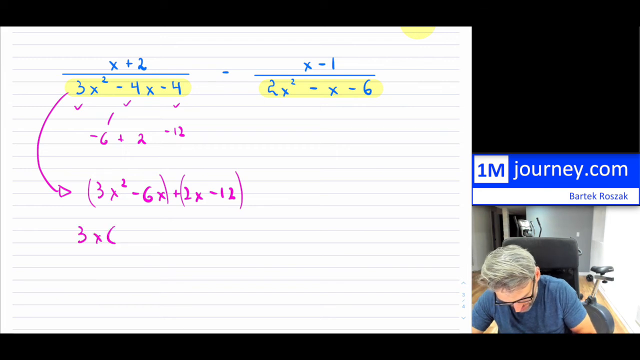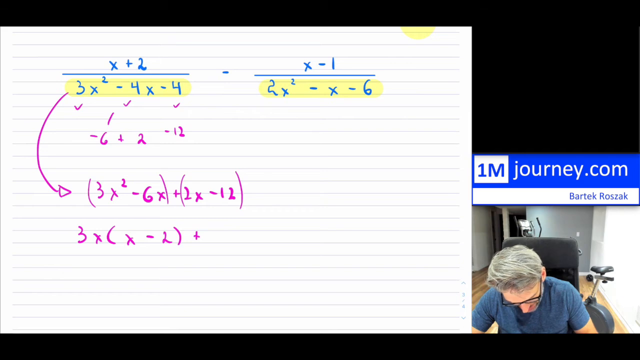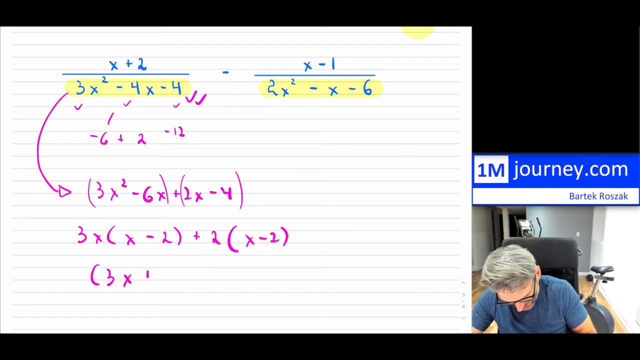So 3x is going to give me x minus 2. And this is going to give me, I guess, right here, 2x and then, sorry, minus 12. It's a boo-boo there. Okay, it's minus 4 right there. Okay, so I take out the 2, and then this is going to be x minus 2. So this in factored form is going to be that.